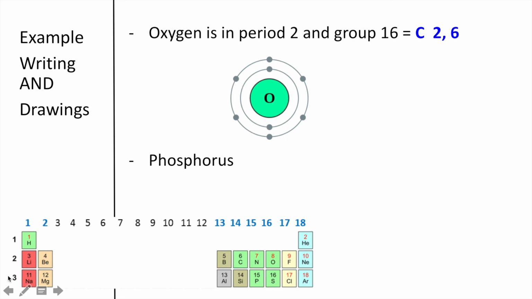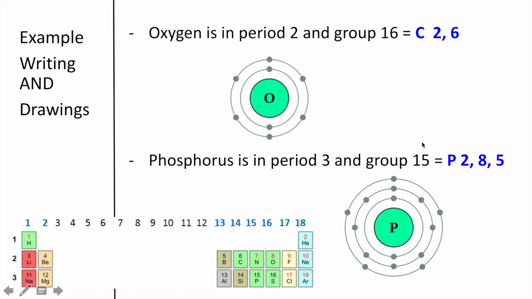For phosphorus, we can see that phosphorus is in the 3rd row, which is period 3, and that means that there are going to be 3 electron shells, and it is located in the 15th group. And because of that, we just take the last number, and we know that that 5 means we're going to have 5 electrons in the valence electron shell. So when we write this configuration, we are going to say P for phosphorus, 2, 8, 5. And that means that in the first electron shell, we're going to have 2 electrons. The second electron shell will have 8, and we will have 5 electrons in the valence electron shell.